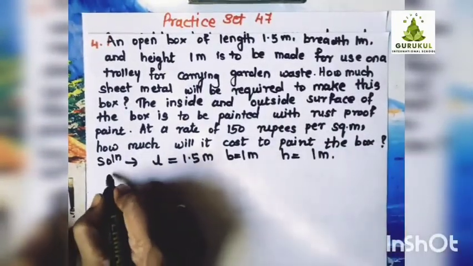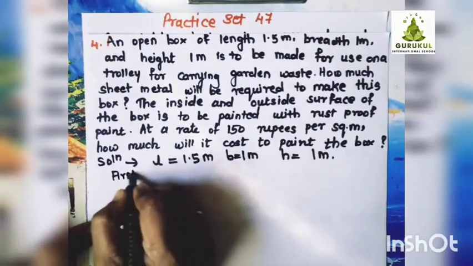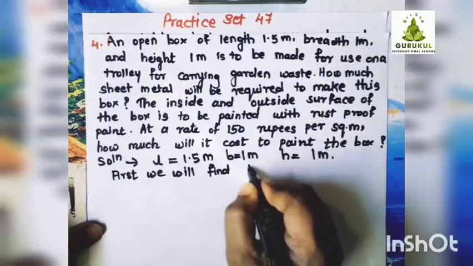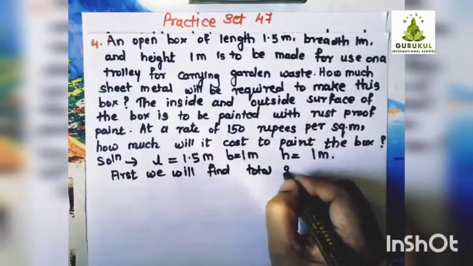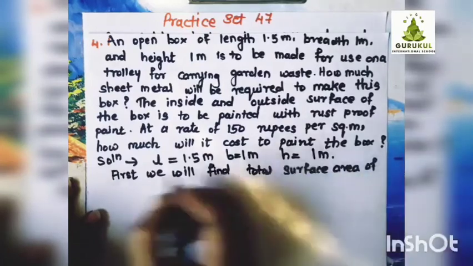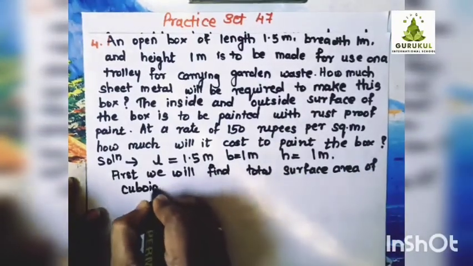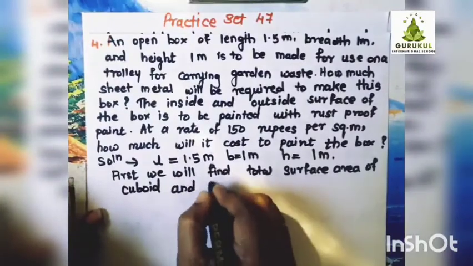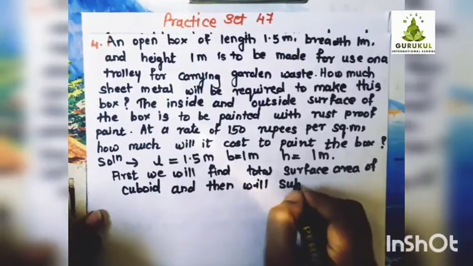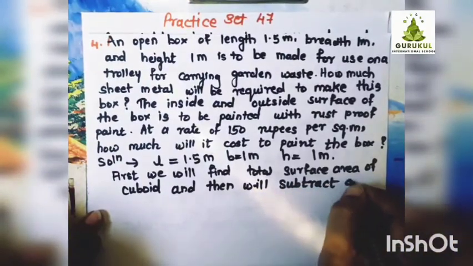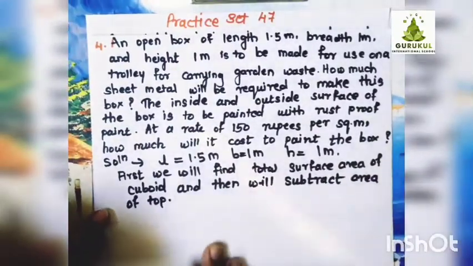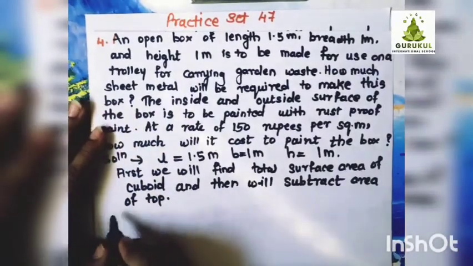So first we will find the total surface area of the cuboid. Okay, and then we'll subtract the area of the top. Okay, so we'll write down. Now I will shift this sheet a little bit up so that it is visible to you.